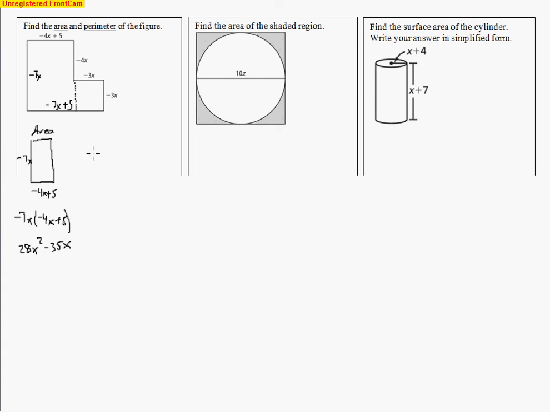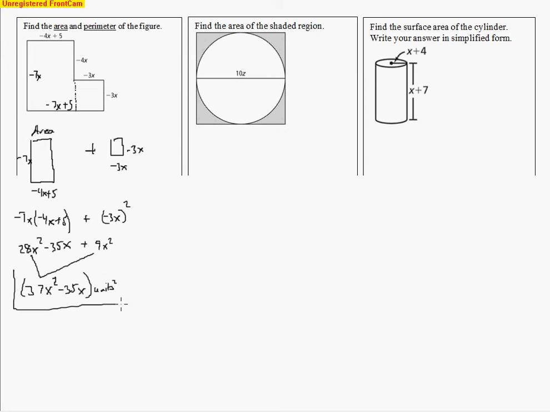And so now I'll do the next one. So I'm going to add on this smaller one, which is just a perfect square, negative 3x and negative 3x. So that makes a negative 3x squared. And so it's going to make a positive 9x squared. So I go ahead and collect these two terms. That makes 37x squared minus 35x. And since this is area, I'm going to write down units squared. So that's the area.